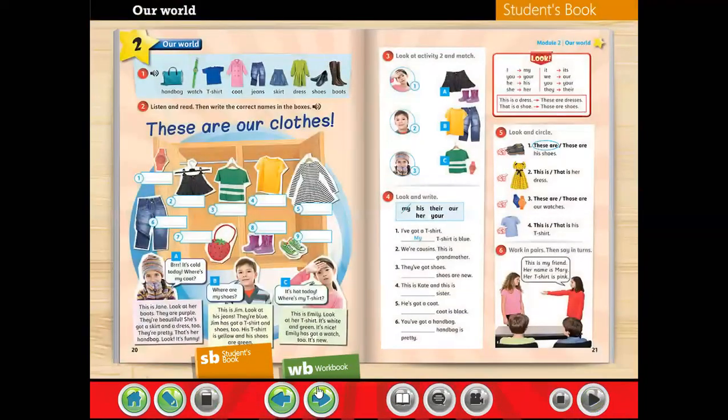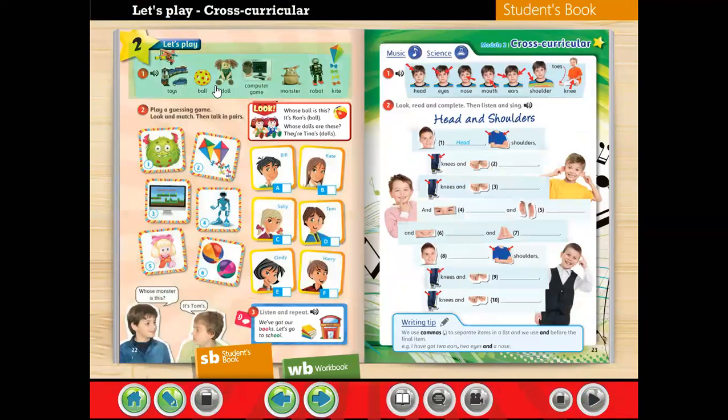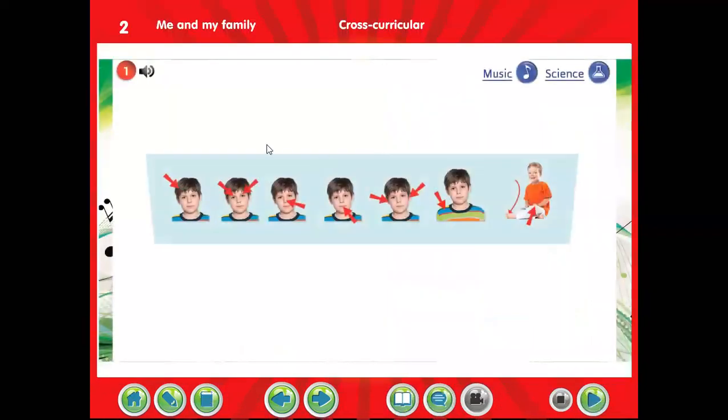Okay, now let's continue. In this description, we are going to use all the vocabulary we learned. Also this, we are going to talk about the parts of the body. Remember, we are going to use this vocabulary in our description. Okay, listen and repeat. Head. Eyes. Nose. Mouth. Ears. Shoulder. Toes. Knee.